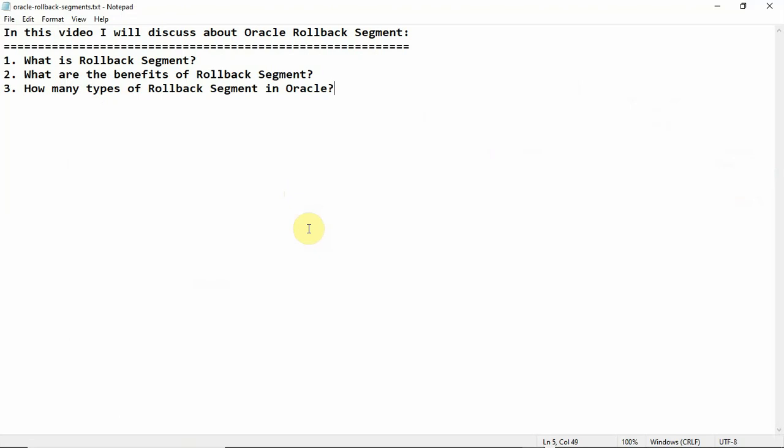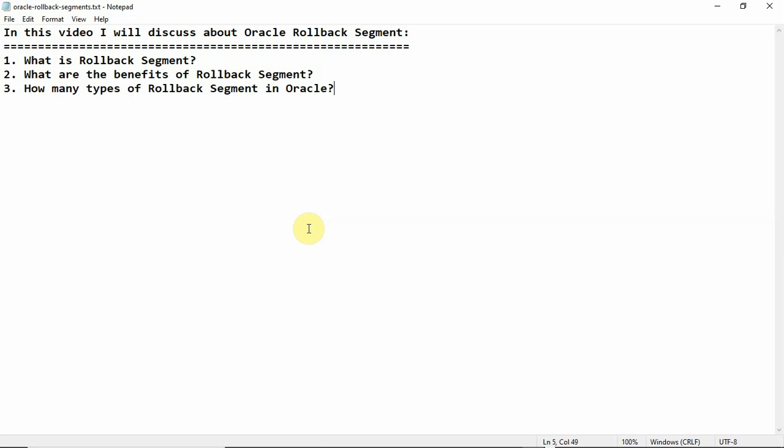This will be very much helpful for experienced Oracle developers, and also those who are eager to learn Oracle in detail, and also Oracle database administrators who are working as Oracle database administrators. So I'll discuss one by one. Number one is what is rollback segment, number two, what are the benefits of rollback segment, and number three, how many rollback segments are there in Oracle.